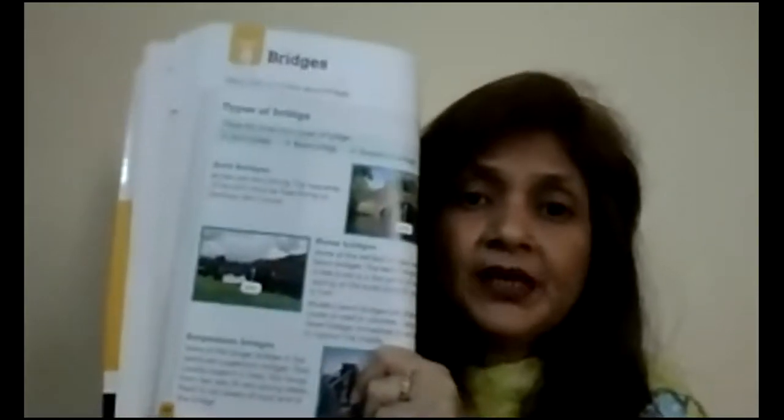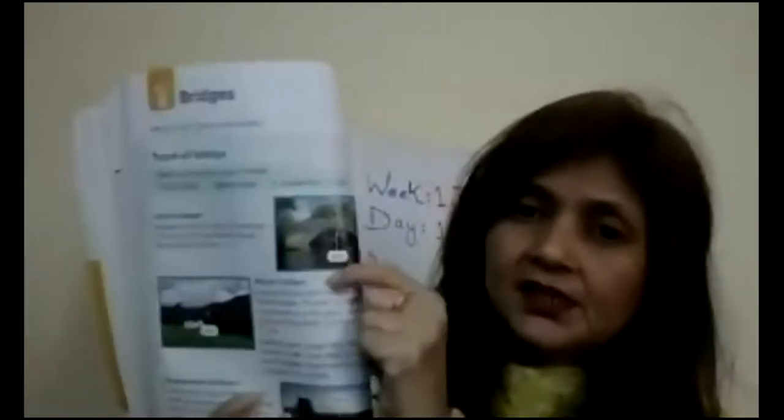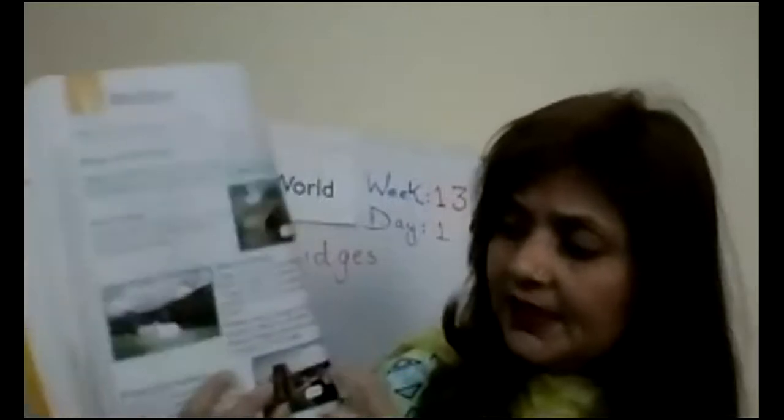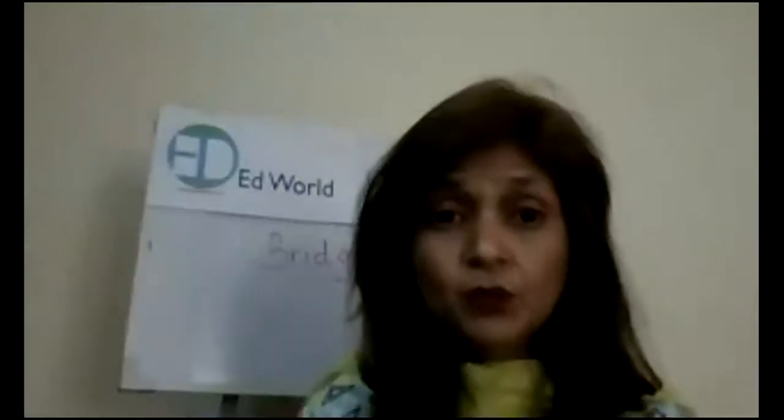Now, I want you to open page number 48 of your Nelson English and look at these pictures. Here you can easily see these three different types of bridges. This is arch bridge, this is beam, and this is suspension. Now can you see what is the difference between these three bridges? Yes, they are made differently, right? And the material which is used is also different from one another. So this is what we are going to learn in this lesson.